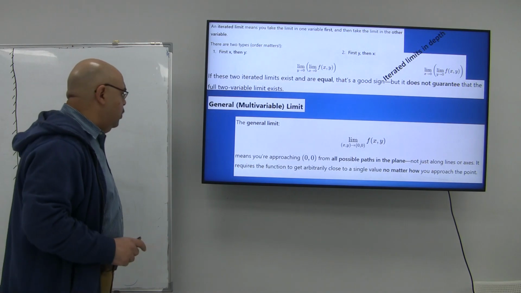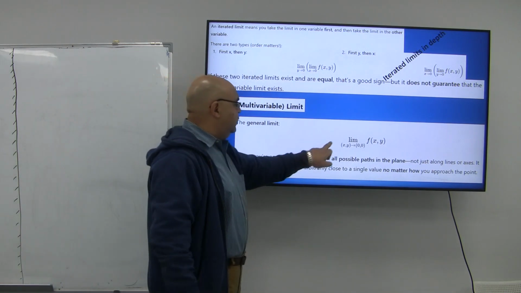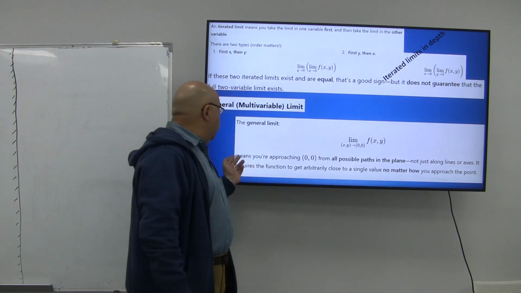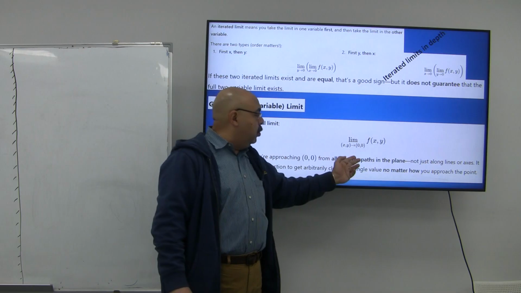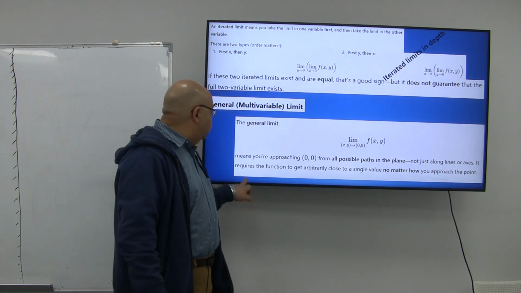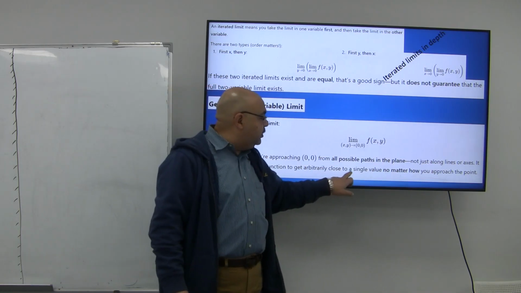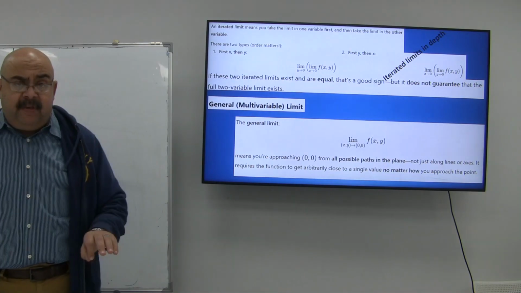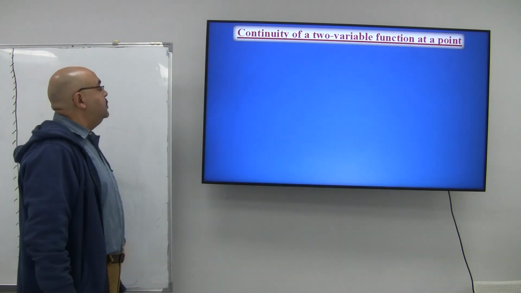Of course, once more, the general limit of f(x,y) as (x,y) tends to (0,0) means you are approaching (0,0) from all possible paths in the plane, not just along lines or axes. The function is required to get arbitrarily close to a single value, no matter how you approach the point. Same thing as we said more than once.